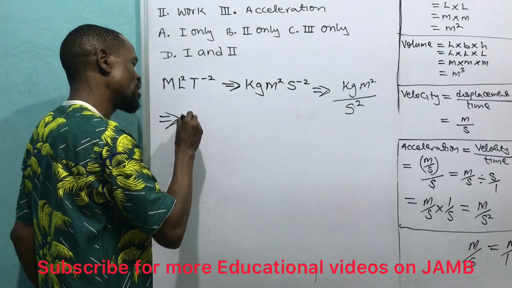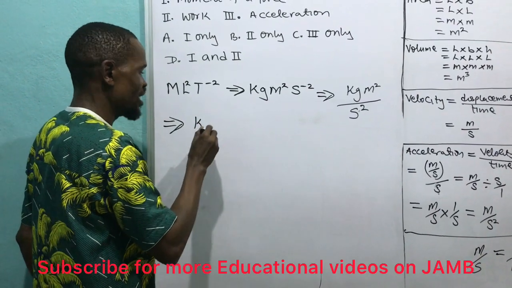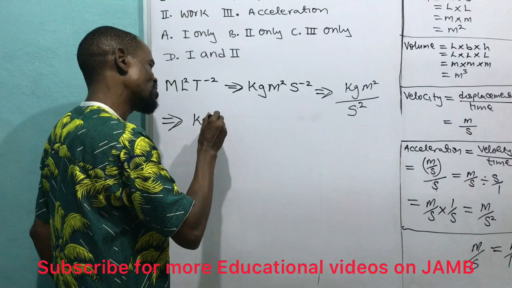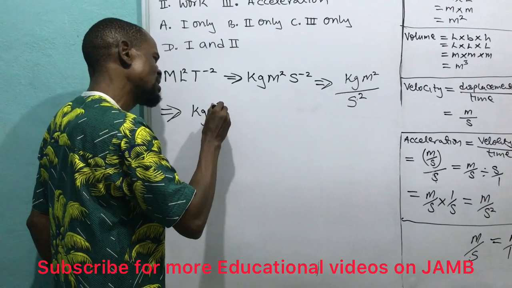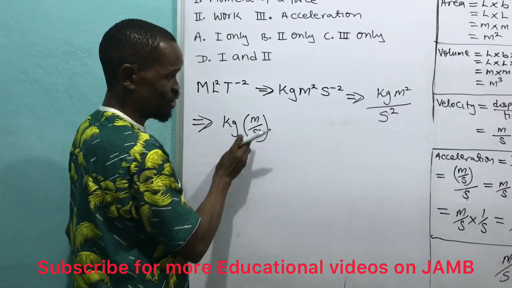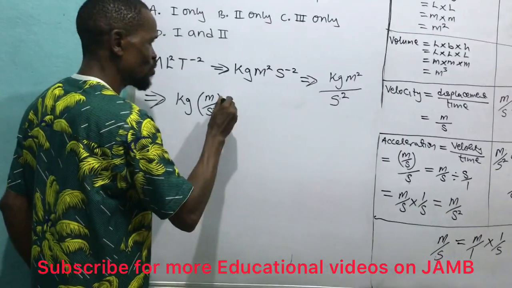That means that kilogram, acceleration. What will happen to acceleration? I have acceleration as meter per seconds squared. What is the acceleration which covers this part? Times what?